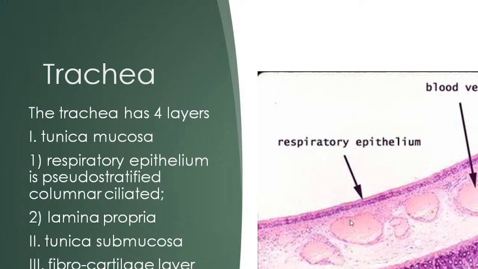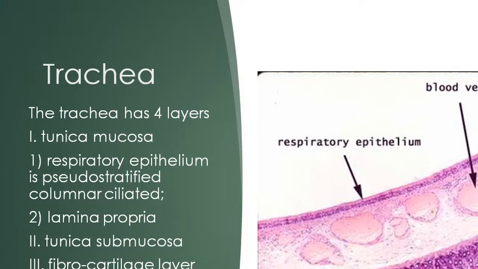Next, the tunica submucosa. Tunica submucosa consists of loose connective tissue and a lot of blood vessels. You can see here veins and arteries. It contains serous and mucous glands too. The next layer, the fibrocartilage layer.